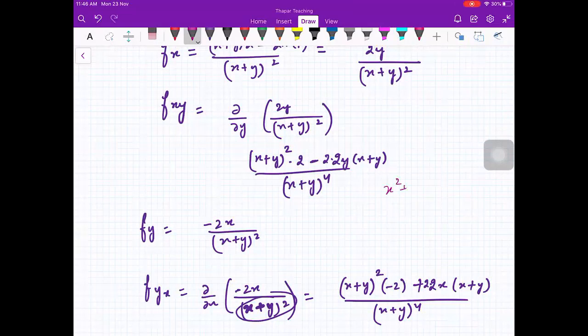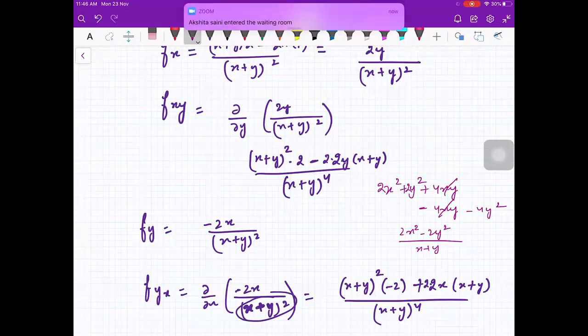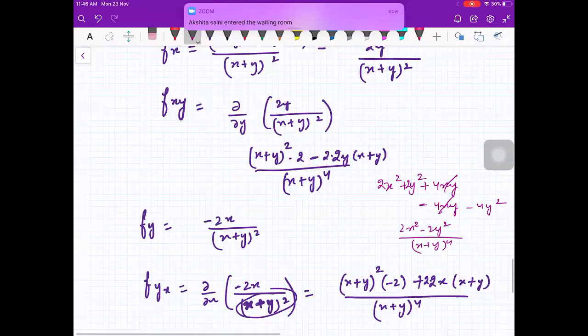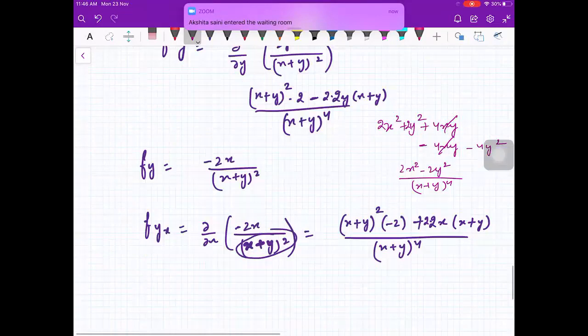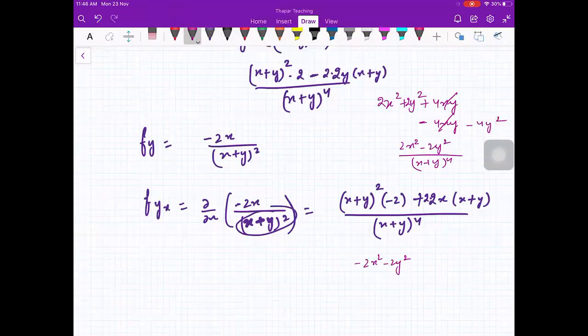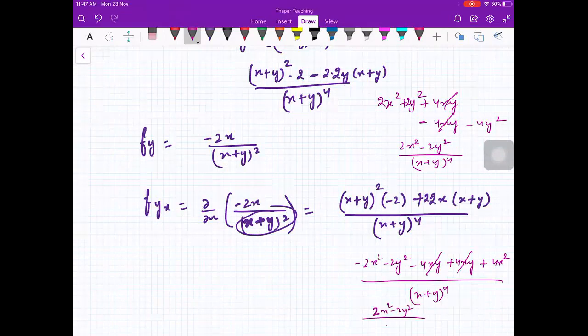Just compute it. x square plus y square, 2x square plus 2y square plus 4xy minus 4xy minus 4y square, right? So this and this will cancel. So this is 2x square minus 2y square upon x plus y raised to power 4. Here also I think you will get minus 2x square minus 2y square. And then you have minus 4xy plus 4xy plus 4x square. One 4x square will come and one 4xy will come, and plus y raised to power 4. So you'll get this, 2x square minus 2y square upon x plus y. They are same in this case. Okay, we'll discuss it later on.